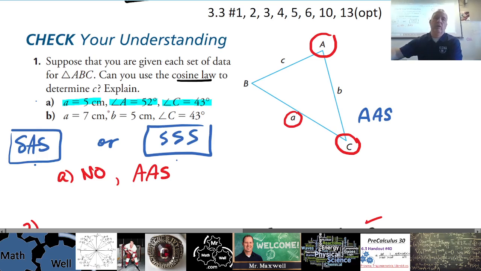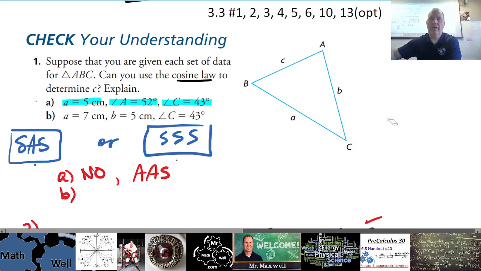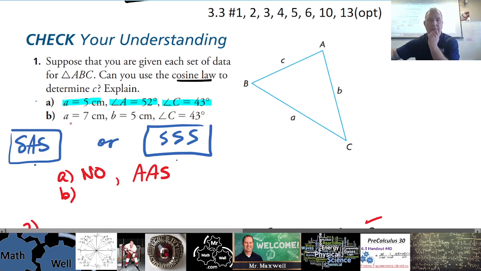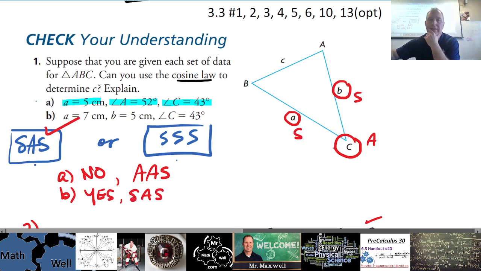Okay. So if we look at B, then again over here on the diagram, I'll highlight what we're given and we'll see if it qualifies for the cosine law. I'm given this one, side A. I'm given side B, and I'm given angle C. See, this is side, angle, side. So that does check out. So B is yes, you can use the cosine law, and that's because it's a side, angle, side triangle.